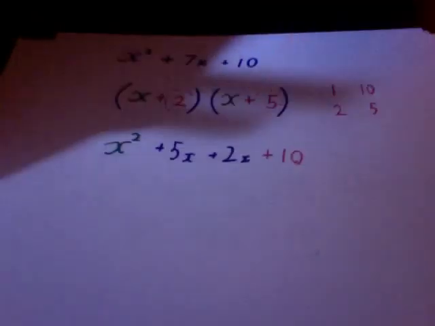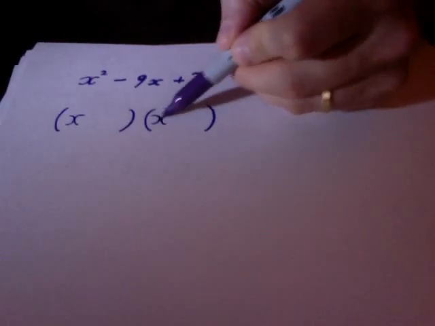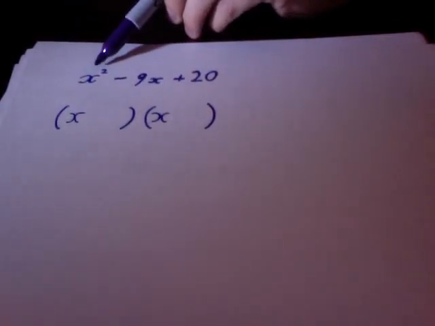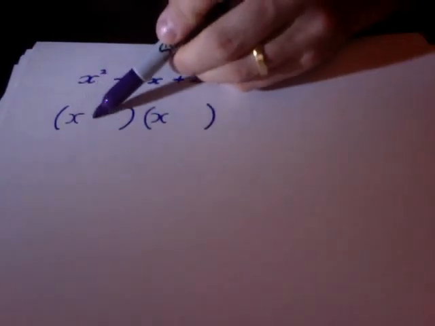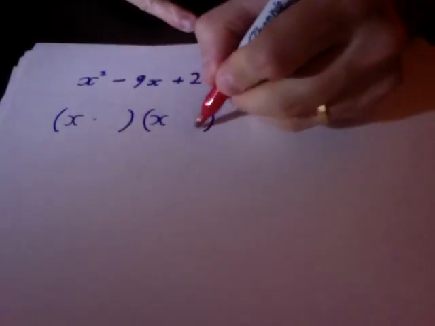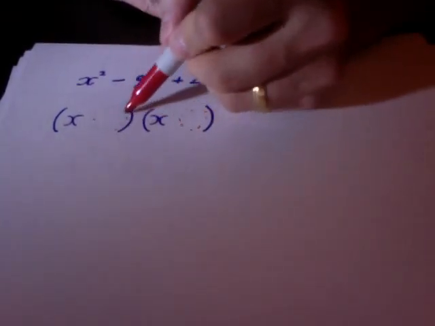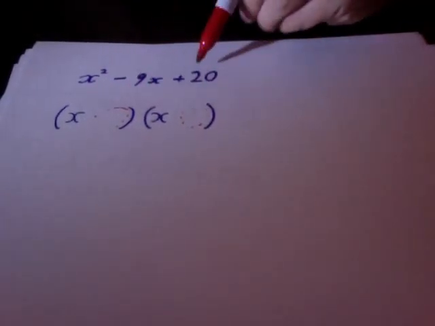Let me put the next set of numbers on. x squared minus 9x plus 20. Again, what do we know? We know that there must be a set of brackets like so. And I know that the first number must be x in each case, because that's going to be what generates the x squared. Again, I know it's a positive 20, which means that the number here and the number here must multiply together to make 20. So I'm still looking for a number here, and I'm still looking for a number here. Those two missing numbers have to multiply together to make positive 20.